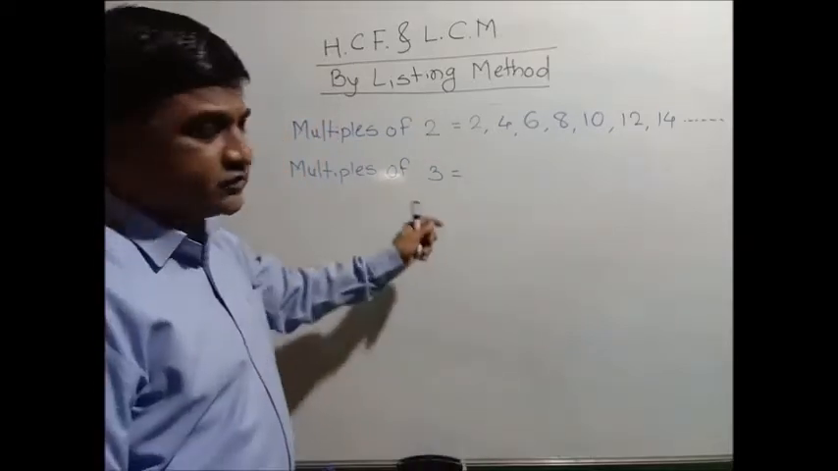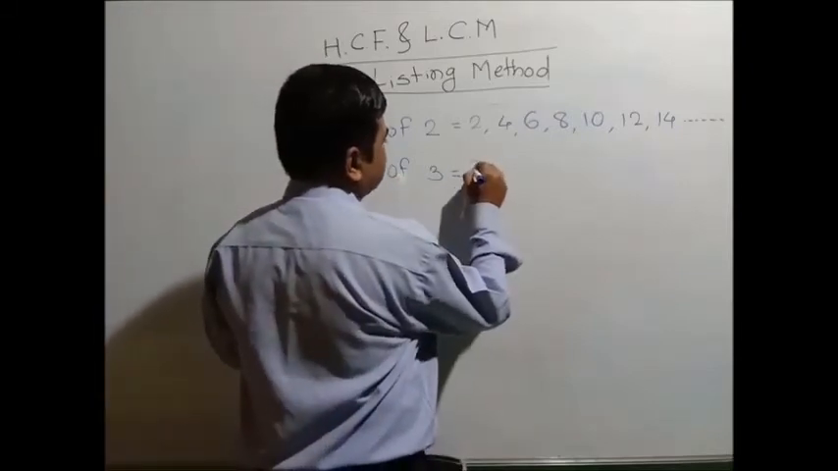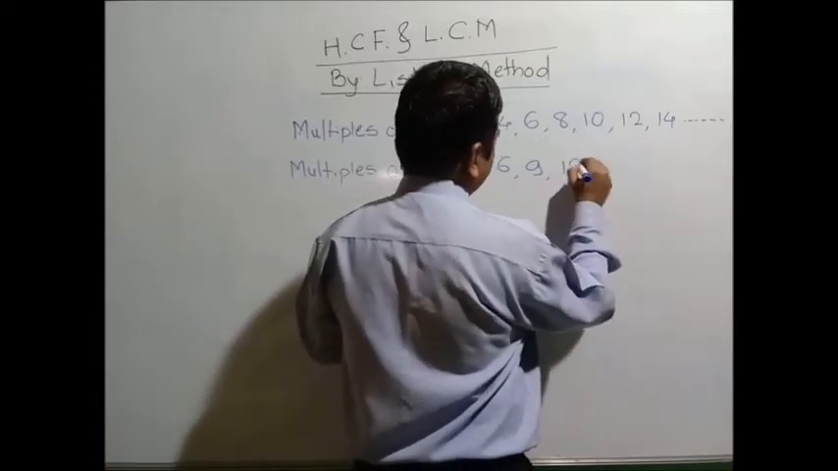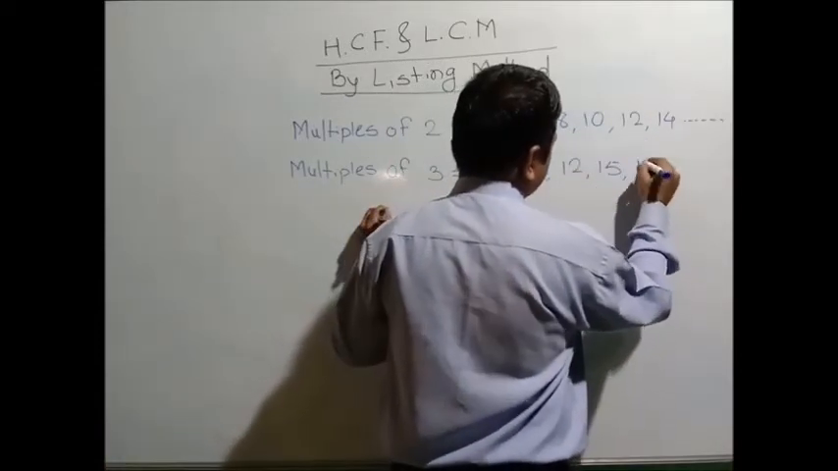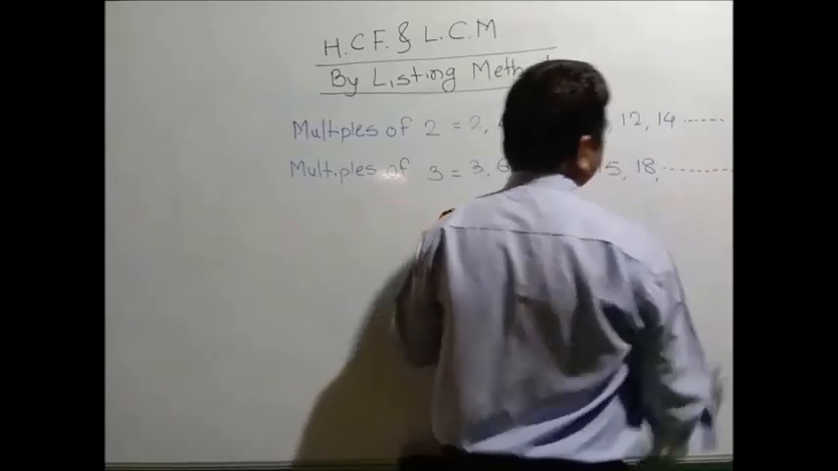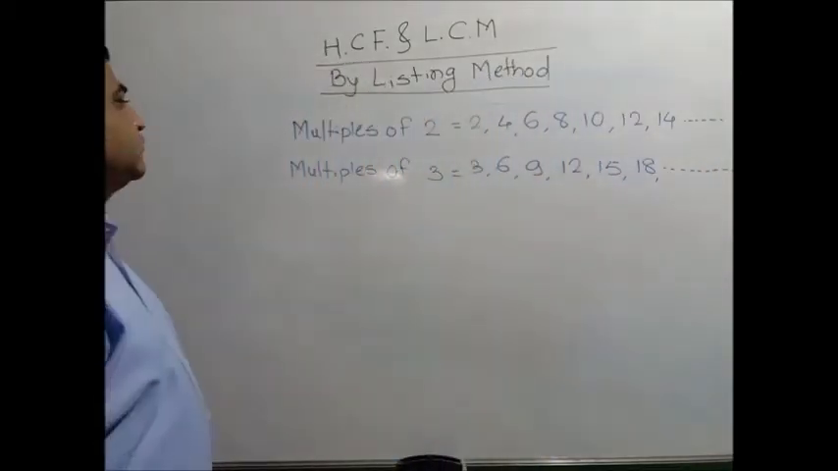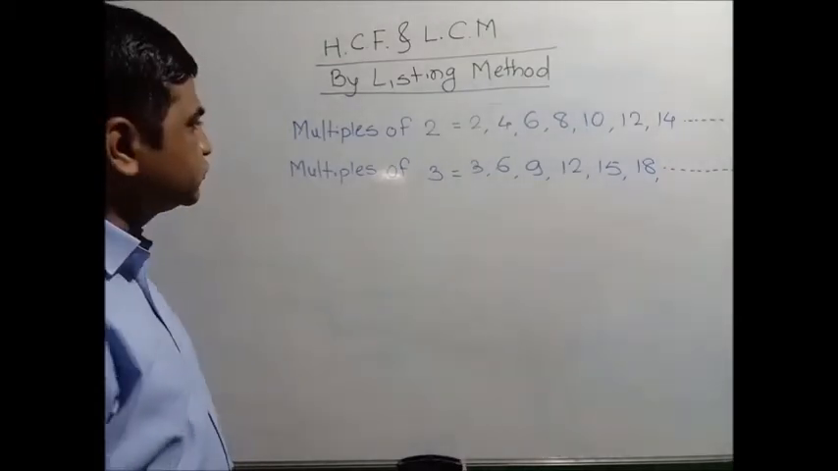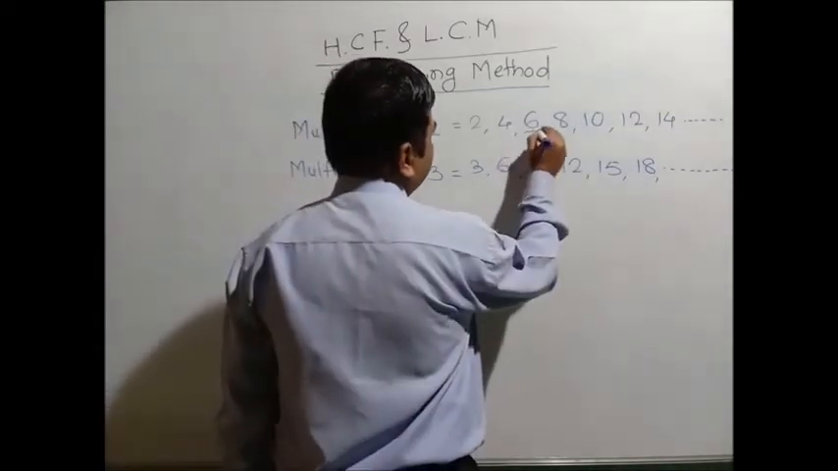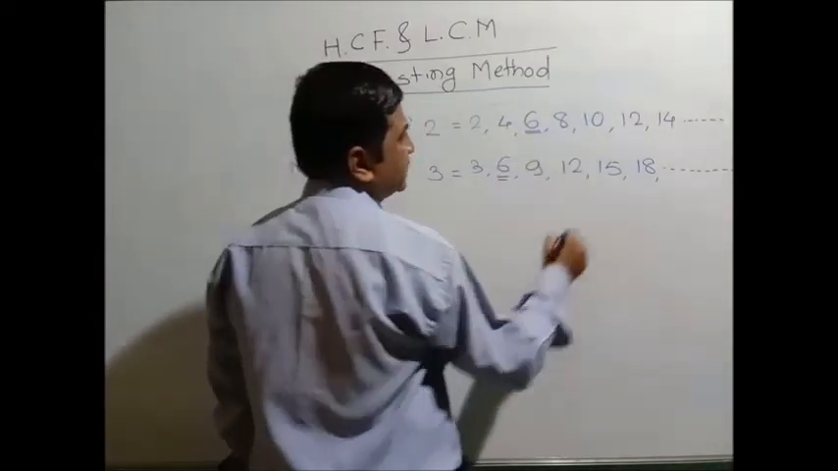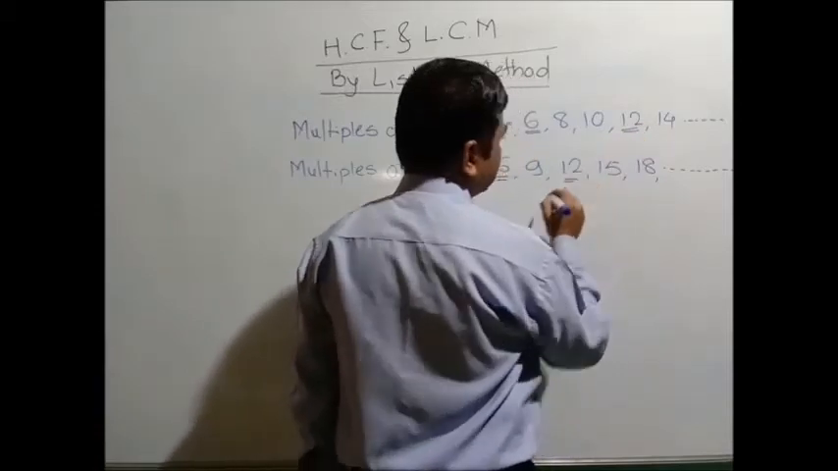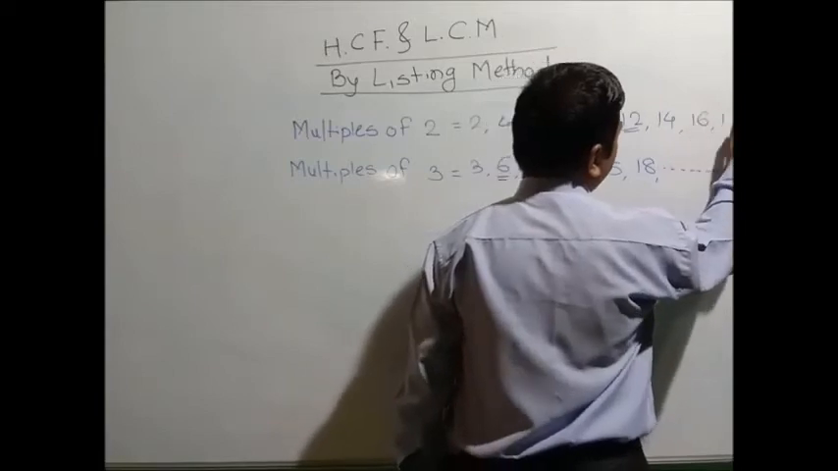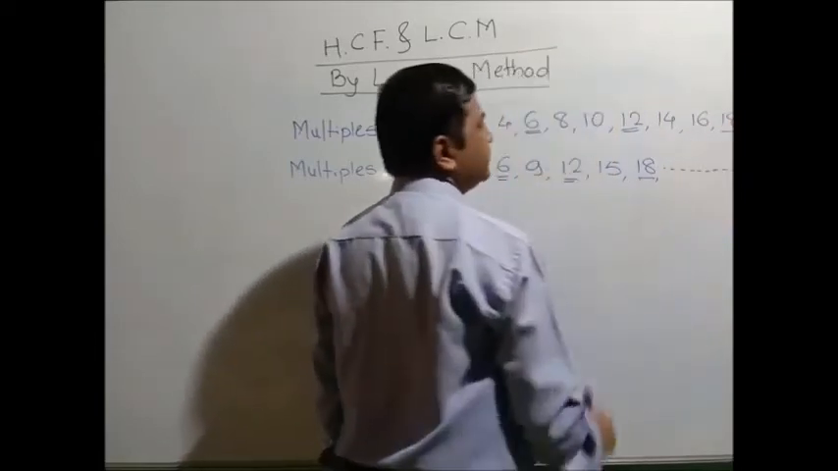Now we will find the multiples of 3. We have 3, 6, 9, then 12, 15, 18, and so on, many more. Now we are going to underline the multiples which are common to both 2 and 3. You can see that there is a 6. Then we have 12. Then we have 18 also, and 18 is common.